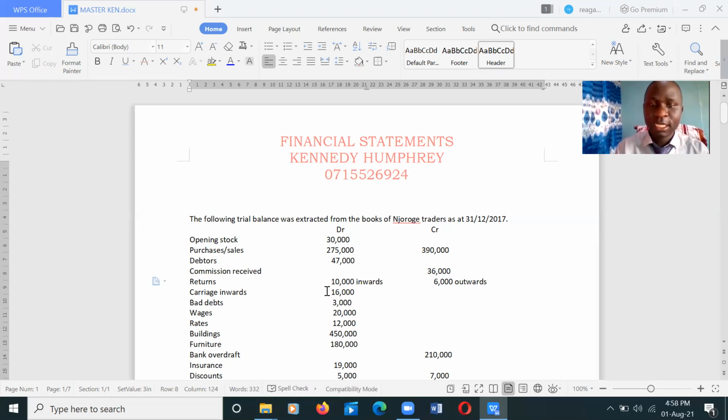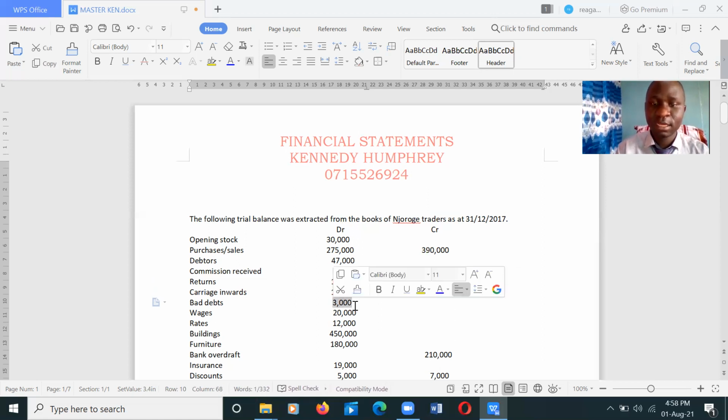Okay, we come to carriage inwards. Carriage inwards is the cost incurred by the business while bringing goods into the business. So when you incur some cost in terms of transport, that is what we call carriage inwards. We move to bad debts. A business might sell goods on credit, and maybe there's no possibility that the debts will be paid by the debtor. So these are what we call bad debts.